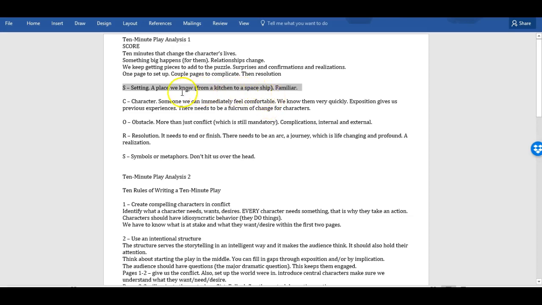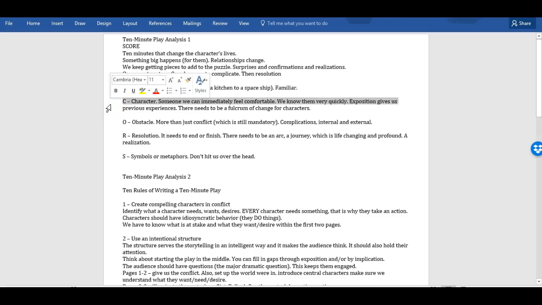So think of technically, make them easy. But to get back to my point here, make sure that the setting is somewhere that you don't have to take a lot of explanation to do, because you simply don't have the time.